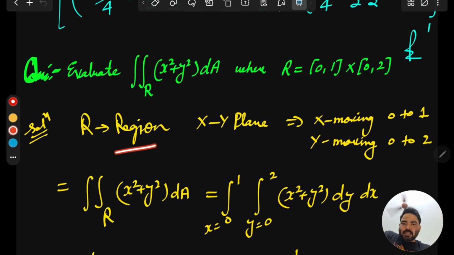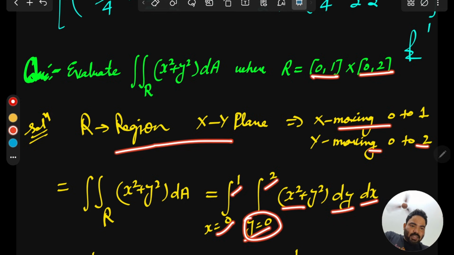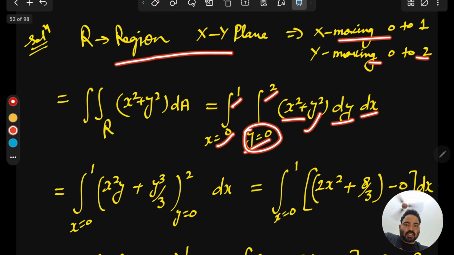So R represents the region in the xy plane, and x is moving 0 to 1 and y is moving 0 to 2. Just put the limits, x is moving 0 to 1, y is moving 0 to 2, and do the integration. And if you are saying this is the y limit, then you can say y first, and after that x. Just do the integration y first, keeping x as a constant.